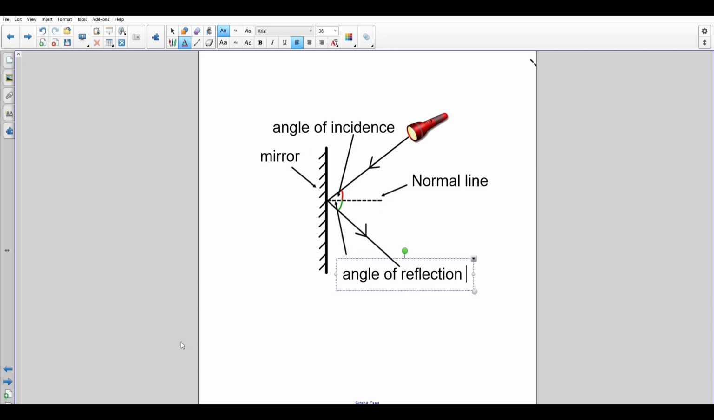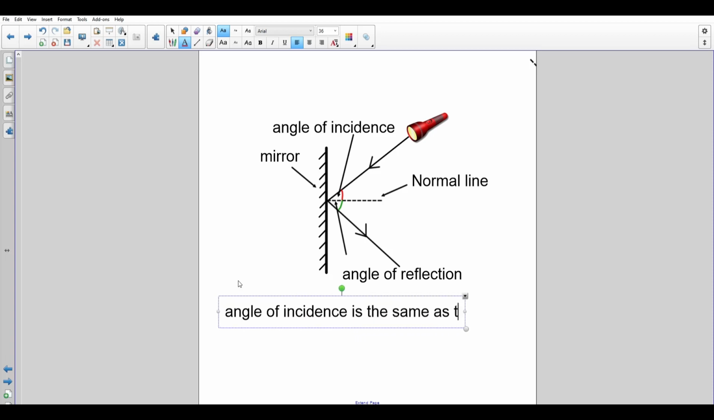Now what you'll notice is that the angle of incidence is the same as the angle of reflection. So if we were told that the angle of incidence was 20 degrees, for example, we would be able to say, well, the angle of reflection must also be 20 degrees because they're always the same. Because whatever angle you shine the light into the mirror, it reflects off at the same angle.